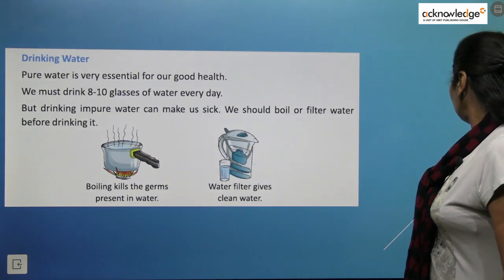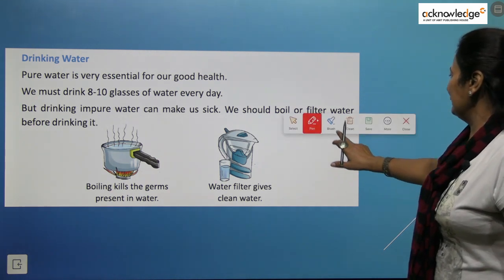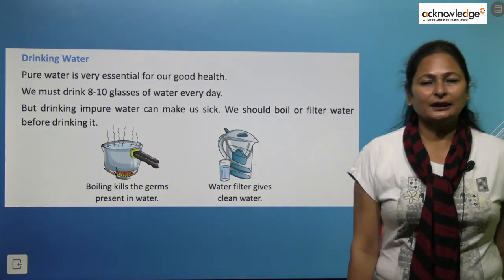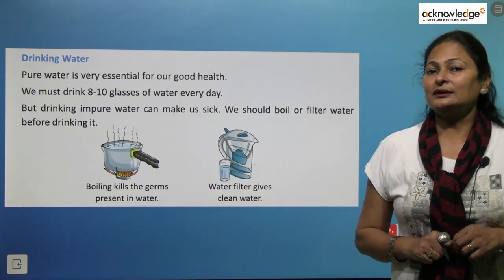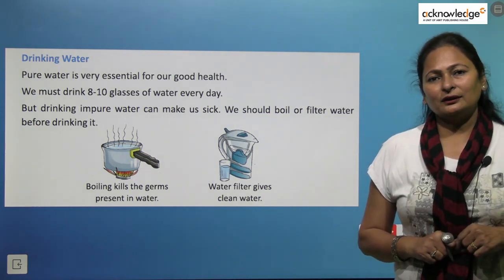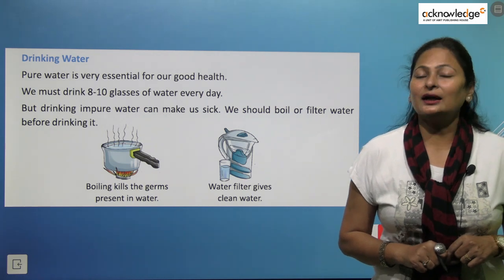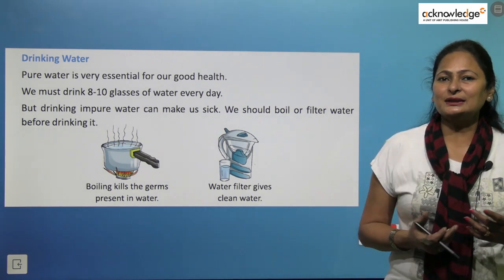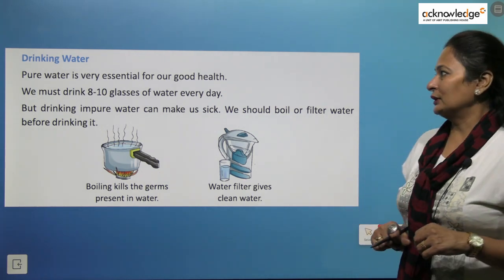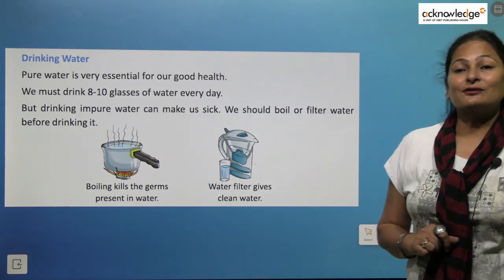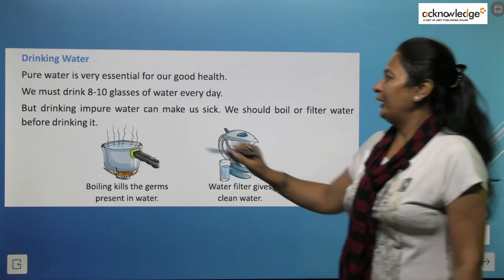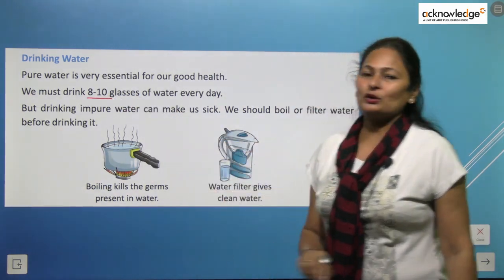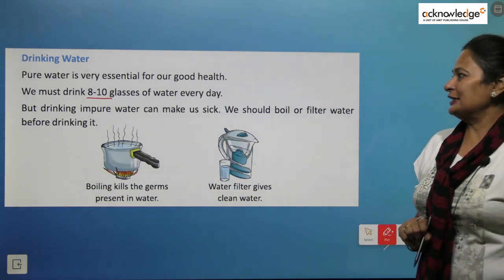Drinking water. Water is very essential for us to stay alive. Yes, kids? So, we cannot drink dirty water, or can we? We should not drink dirty water. Always drink clean water, right? Pure water is very essential for good health. We must drink 8 to 10 glasses of water every day.